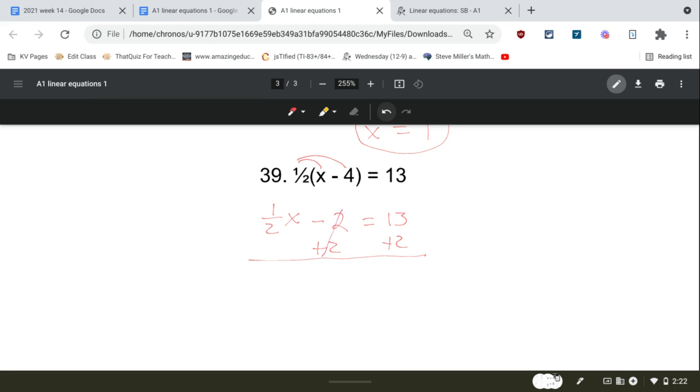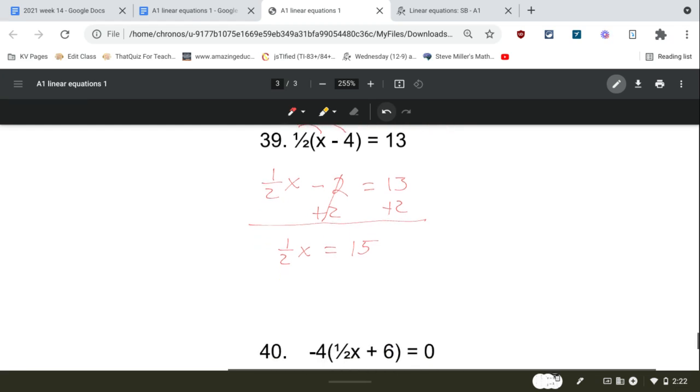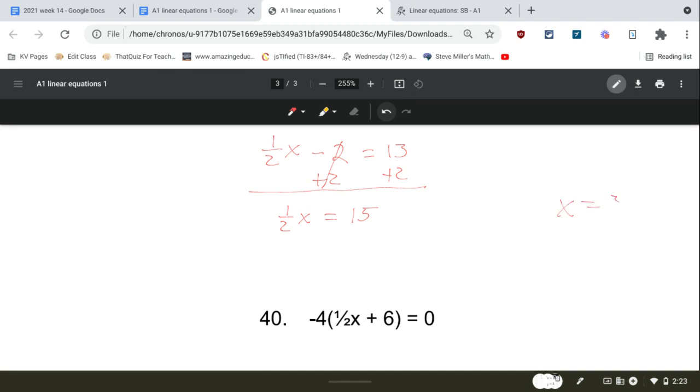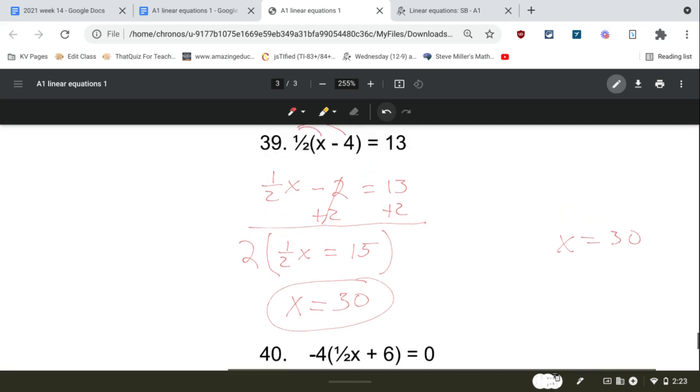Negative 2 plus 2 cancels, and you're going to get 1/2 x is equal to 15. So what this says is half of what number is equal to 15? So the answer is 30. But what you do is, you could either divide by 1/2, or that's the same thing as multiplying by 2. So I'm just going to multiply the equation by 2. 2 and the 1/2 cancel on the left-hand side, and then 15 times 2 is 30.